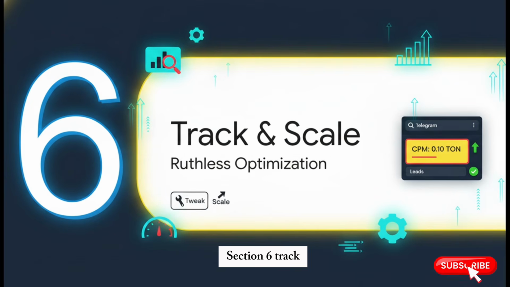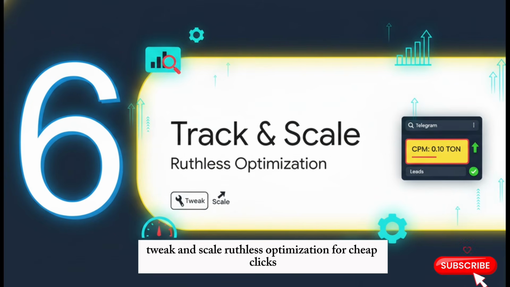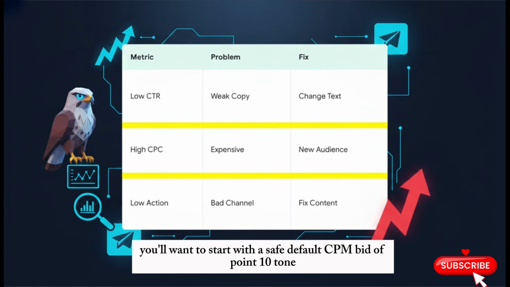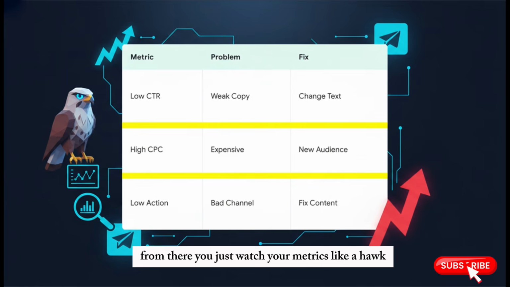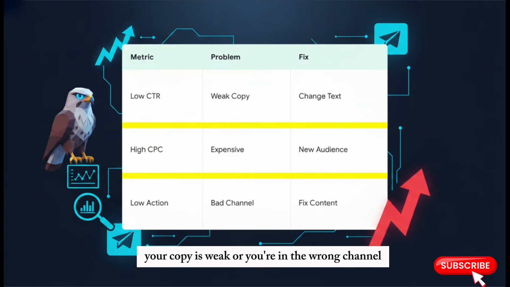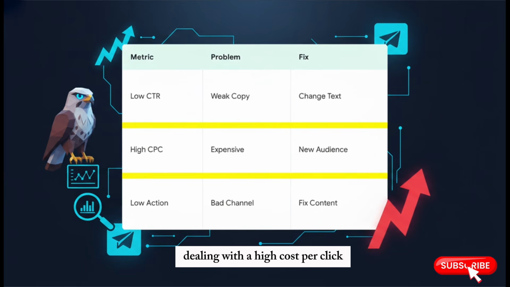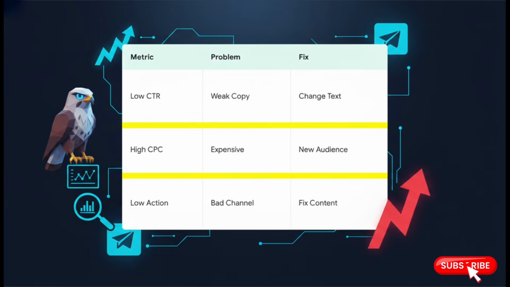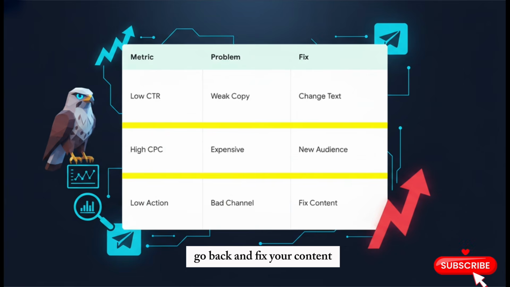Finally, Section 6. Track, tweak, and scale. Ruthless optimization for cheap clicks. To actually get those cheap, high-converting leads, you'll want to start with a safe, default CPM bid of 0.10 TON. From there, you just watch your metrics like a hawk. This troubleshooting matrix is basically your cheat sheet. Got a low click-through rate? Your copy is weak or you're in the wrong channel. Simple fix, change the text or swap the placement. Dealing with a high cost per click? You're overpaying, so go test some new audiences. And if you have low actions, like they're clicking but they're not actually joining, your destination channel is the bottleneck. Go back and fix your content.